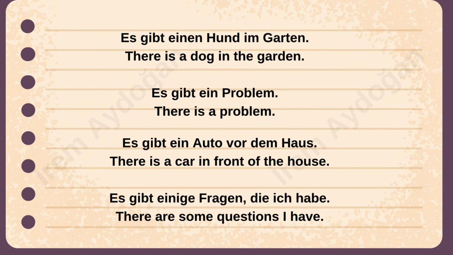Es gibt einen Hund im Garten. There is a dog in the garden. Es gibt ein Problem. There is a problem. Es gibt ein Auto vor dem Haus. There is a car in front of the house. Es gibt einige Fragen, die ich habe. There are some questions I have.